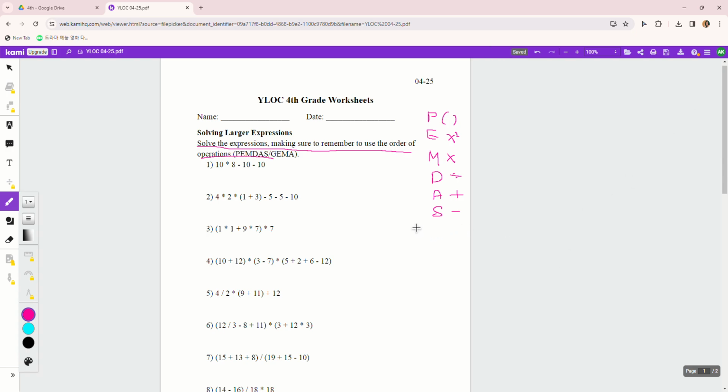So for number 1, 10 times 8 would be multiplication, which comes before the subtractions. So you would do 10 times 8 first, which is 80. And then minus 10, minus 10. And then if they're all subtraction, you just go from left to right. So 80 minus 10 is 70, and 70 minus 10 equals 60.